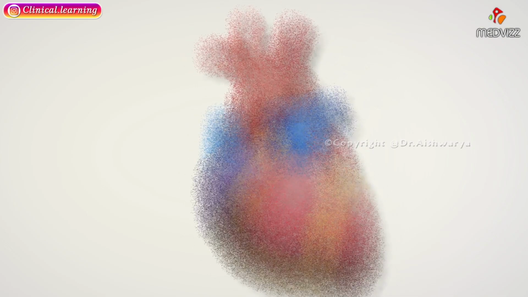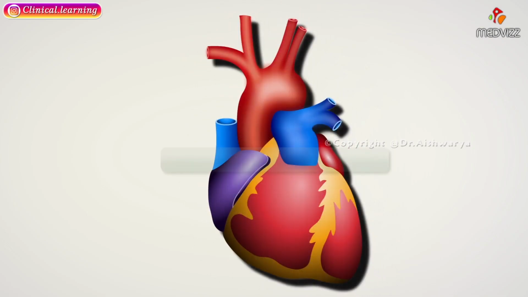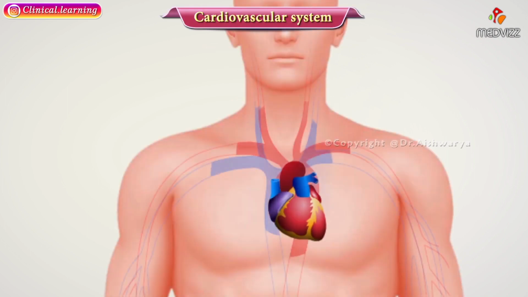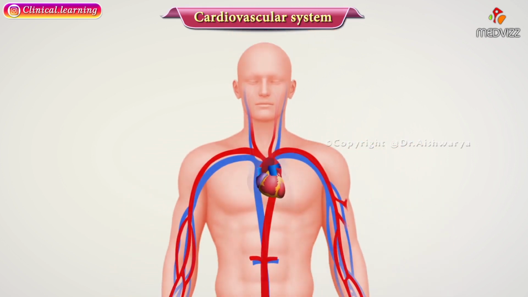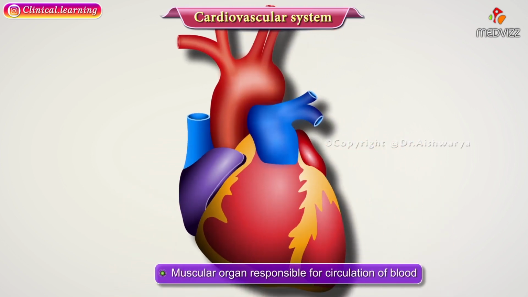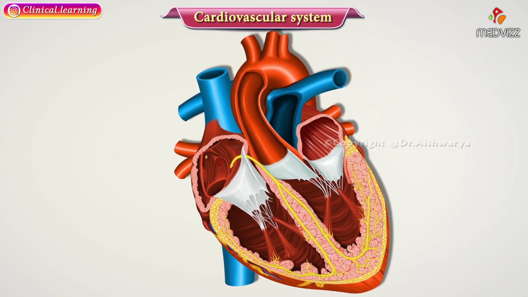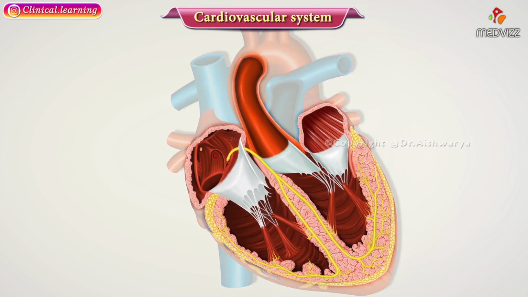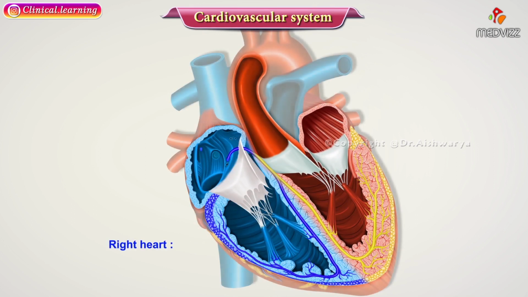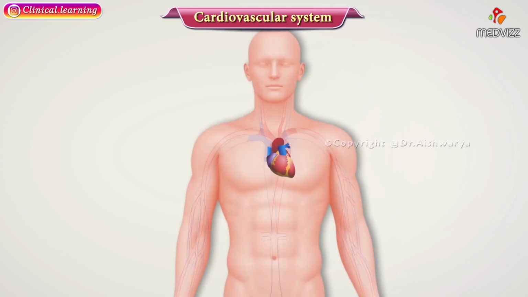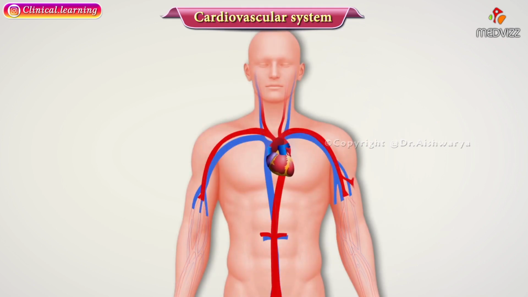The topic of discussion for today's session is the physiology of the cardiovascular system. The cardiovascular system consists of the heart and blood vessels. The heart is a muscular organ responsible for circulation of the blood. The heart is structurally and functionally divided into two halves. The right heart is involved in the pulmonary circulation and the left heart is for the systemic circulation. And the blood vessels carry blood from the heart to the various tissues of the body.